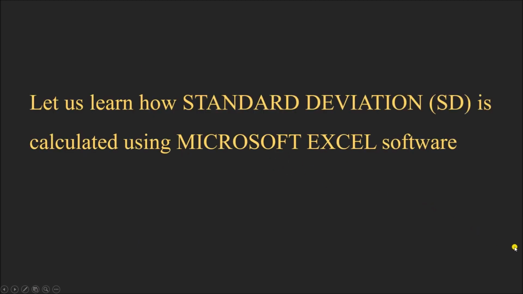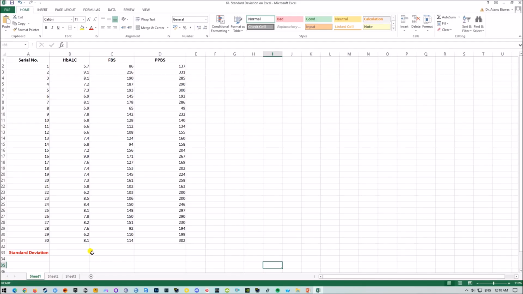But today we shall learn how to calculate this standard deviation not using the formula but using Microsoft Excel. That is a commonly used software and also available in almost any device. So let us do the exercise using the same example. We have 30 patients here. Their HbA1c level, fasting sugar level and postprandial sugar level are given, and we want to know what is the standard deviation of these individual variables.